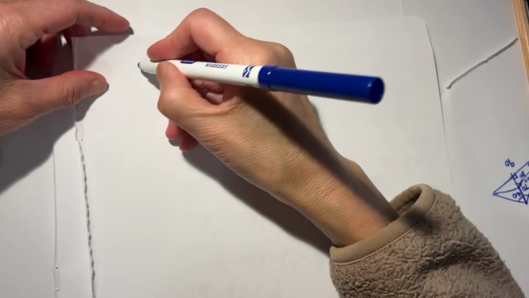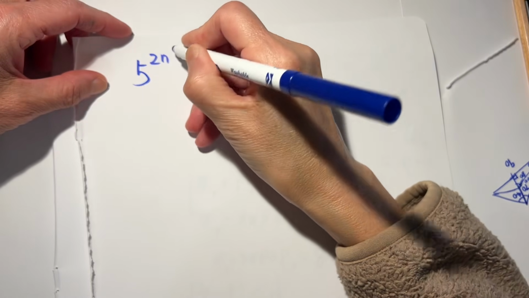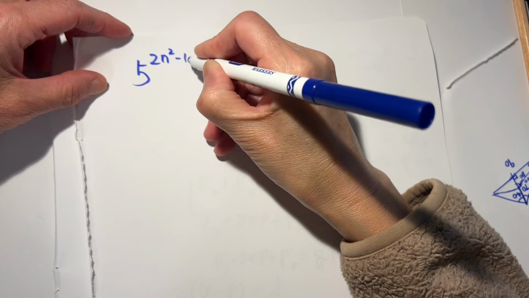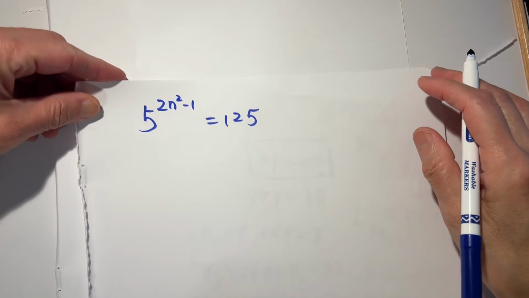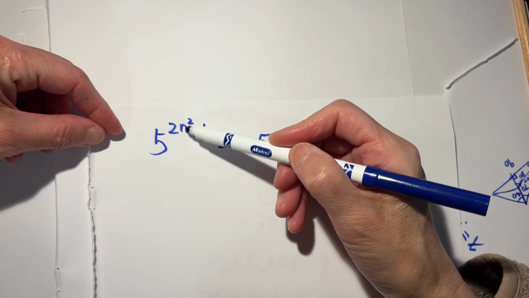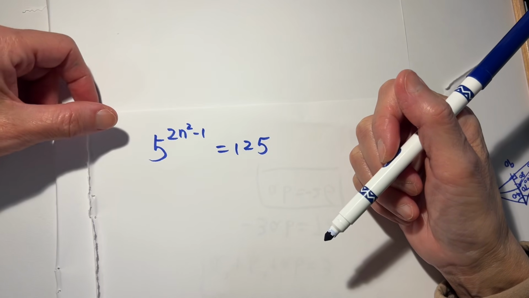Okay, this one I have totally no idea if I am right. Equal to 125. 5 to the power of 2n squared minus 1 equal to 125.